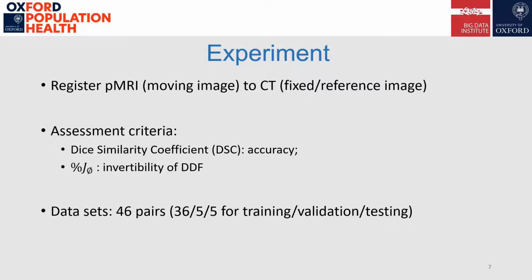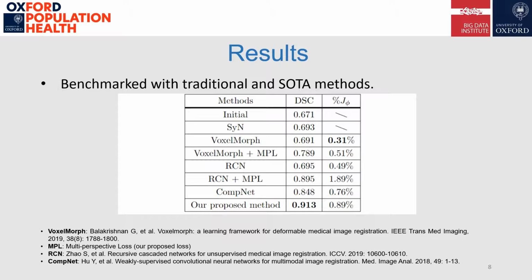For our experiments, we registered proton MRI to CT. We evaluated accuracy using the Dice similarity coefficient and assessed the invertibility of the displacement field using the percentage of negative Jacobian determinants. Our dataset included 46 pairs of CT, proton MRI, and xenon MRI data, with 36 pairs for training, 5 pairs for validation, and 5 pairs for testing.